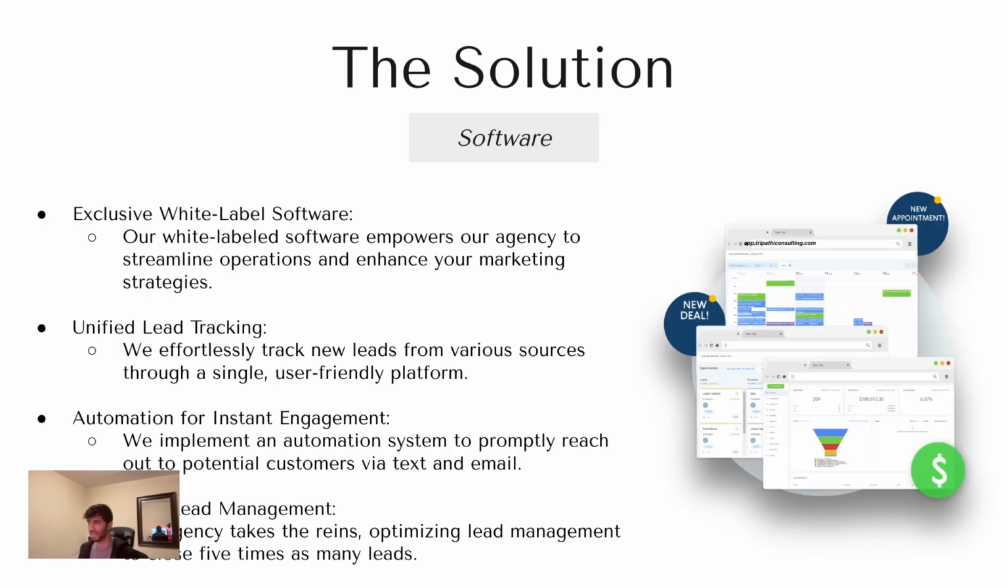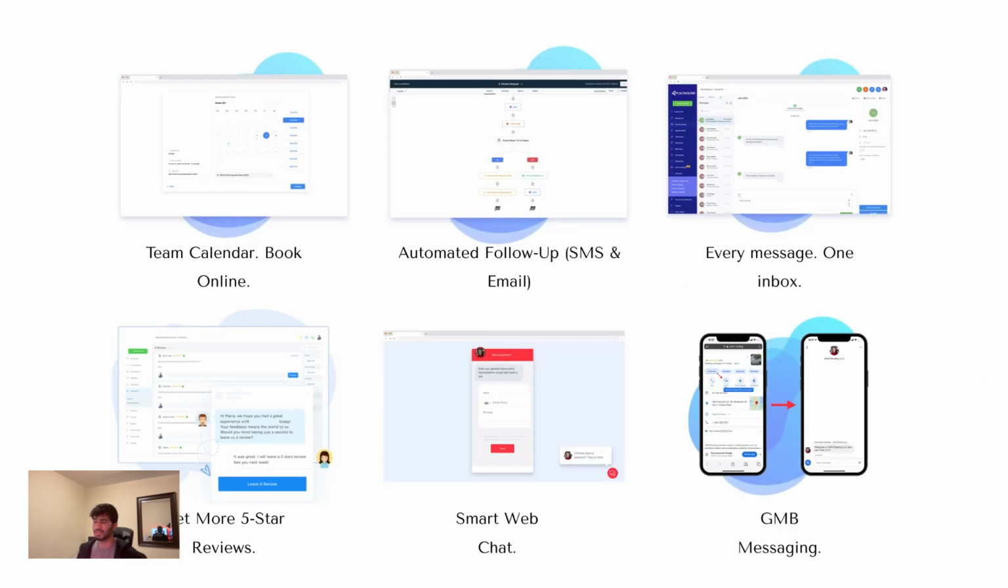And then the slide after that goes into explaining the Go High Level software. So I just have some points here that explain the software in further detail. So the first point says white labeled software, unified lead tracking, automation for instant engagement, and then optimized lead management. So these 4 points I'm going to be using to explain Go High Level in the appointment setting process. And then this slide, as I mentioned earlier, I got from a different slide deck. So it just gives all the features for Go High Level.